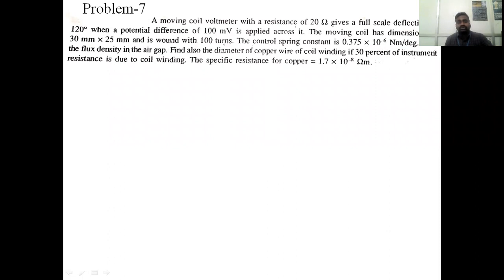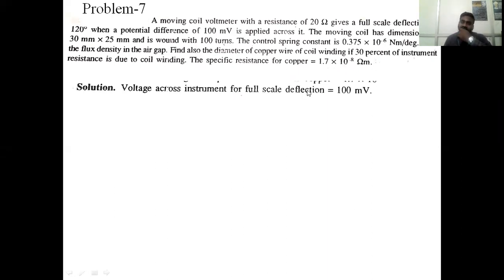So find the flux density in the air gap. We need to find out the flux density in the air gap. If the diameter of the copper wire is around 30% of the instrument, and the specific resistance is 1.7 into 10 to the power minus 6. So, what is the voltage across the meter? That is 100 millivolts.